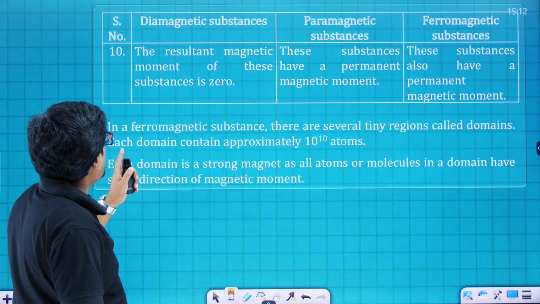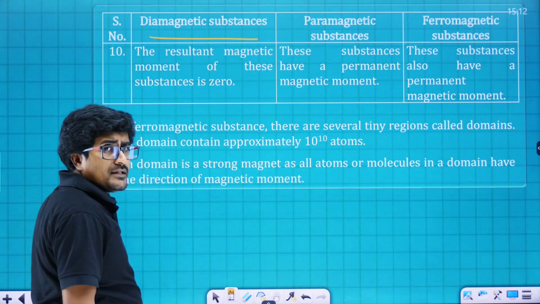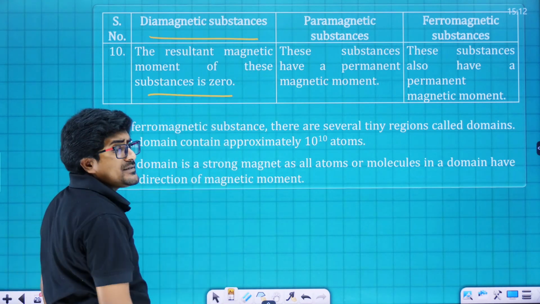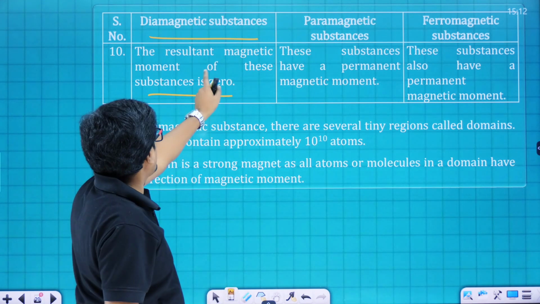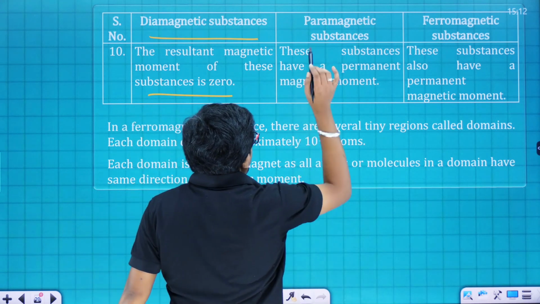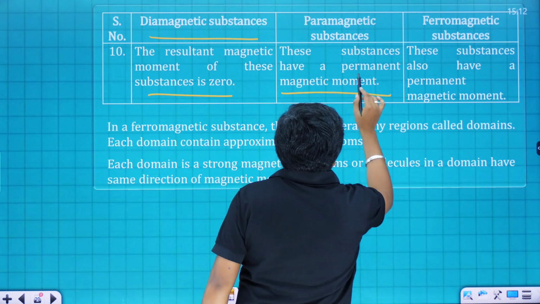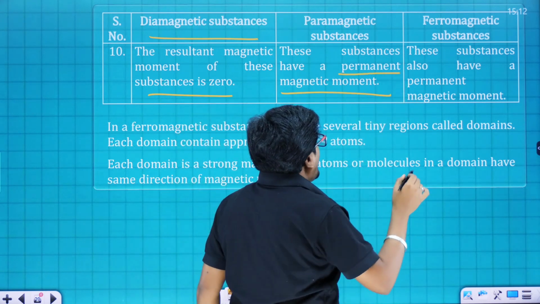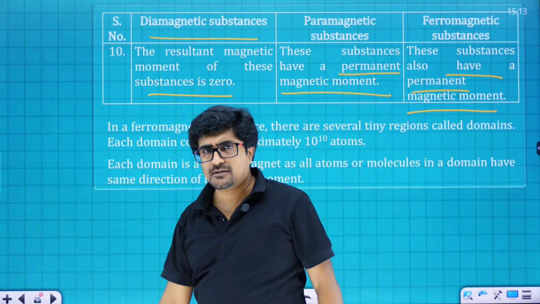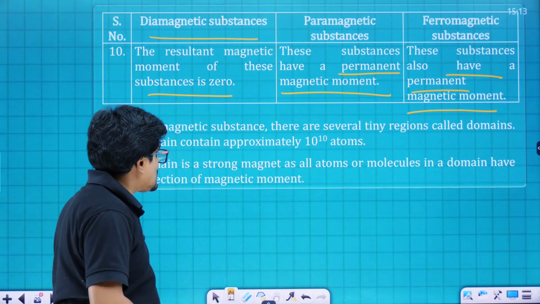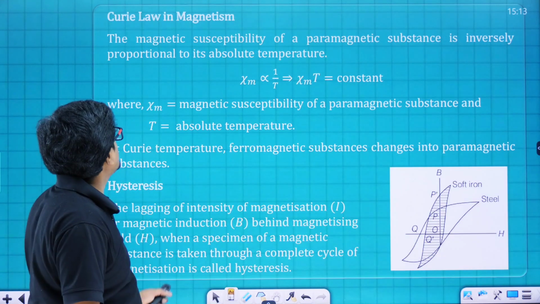In the case of a diamagnetic substance, the resultant magnetic moment is going to be 0, because it gets magnetized in the opposite direction. So the resultant magnetic moment of the substance is going to be 0. For paramagnetic, it will have a resultant magnetic moment, and that is a permanent value. For ferromagnetic, there also it is going to have a permanent magnetic moment. So those were the most important differences between diamagnetic, paramagnetic as well as ferromagnetic substances.